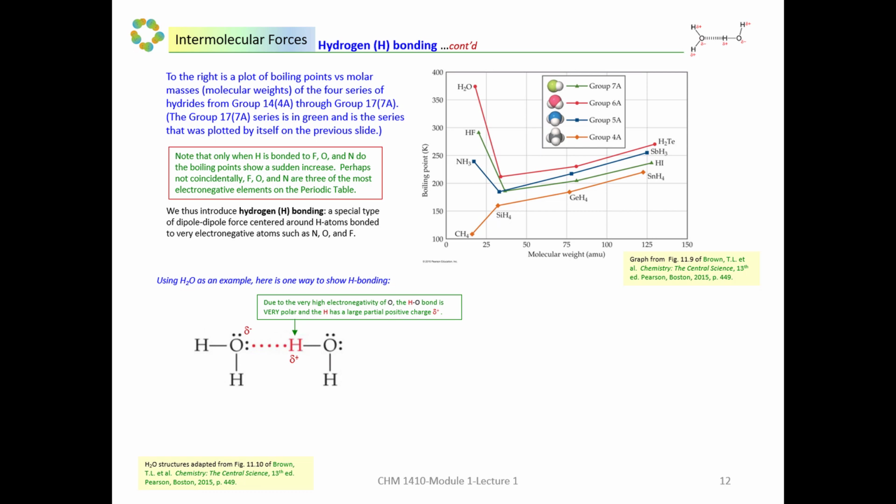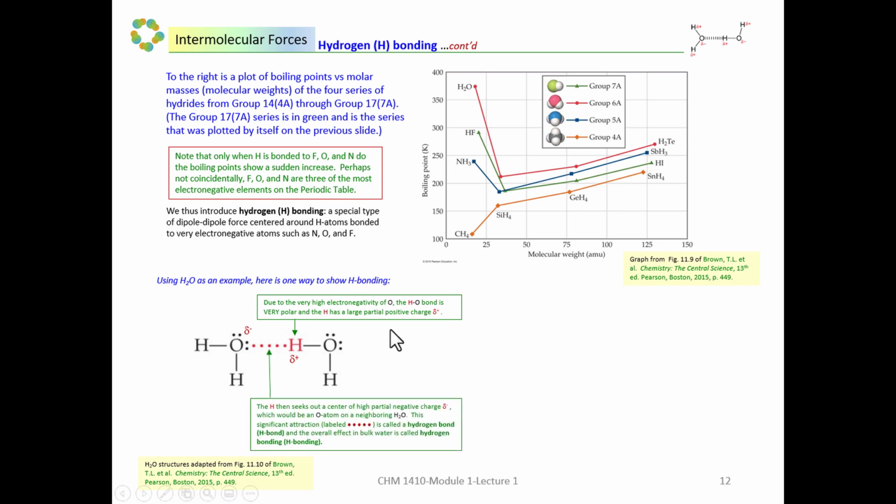Now, this partial positive charge on the hydrogen atom is going to seek out a center of negative charge, and it finds it on another oxygen on another water molecule. So the oxygen atom in this water molecule is of course partially negative because it's pulling electron density away from these hydrogen atoms. And so this partially positive hydrogen from this very polar bond has an attraction for the negative end of this water molecule. We call this special interaction or this attraction a hydrogen bond. And the overall effect in bulk water is called hydrogen bonding.